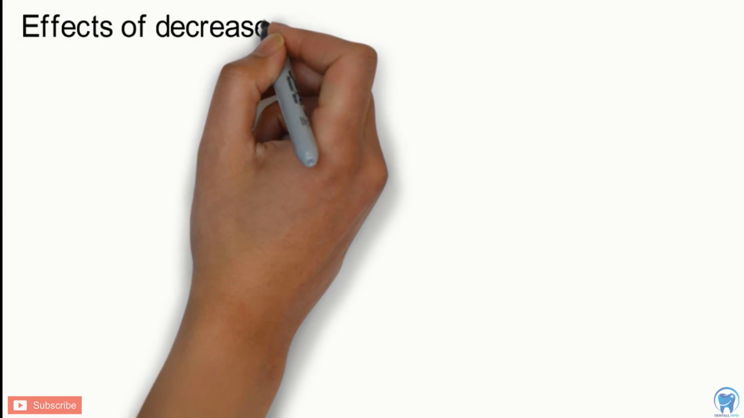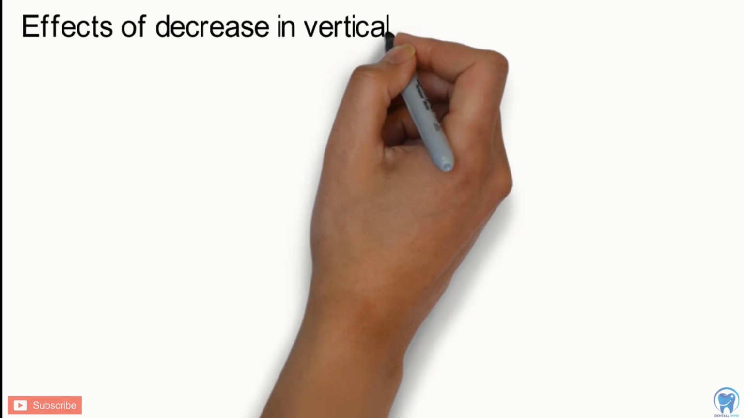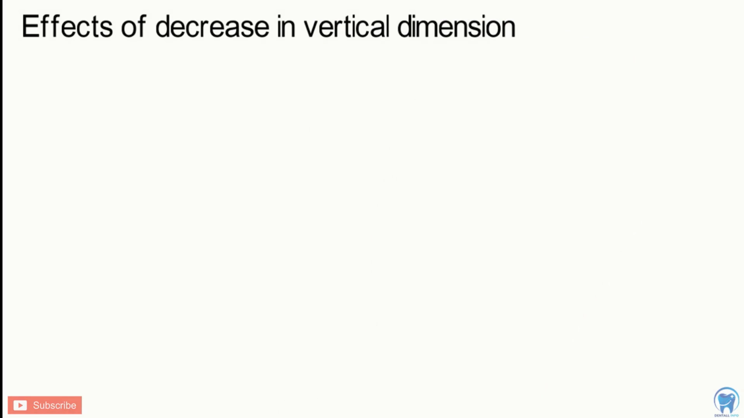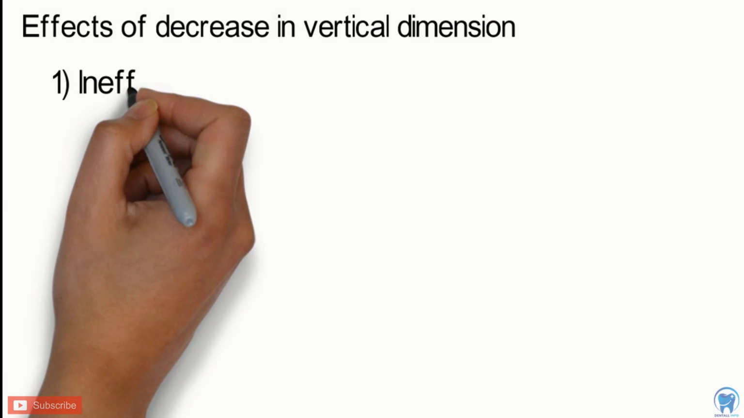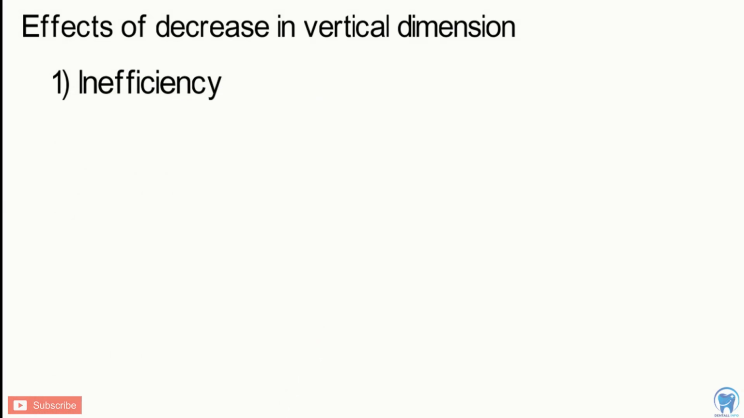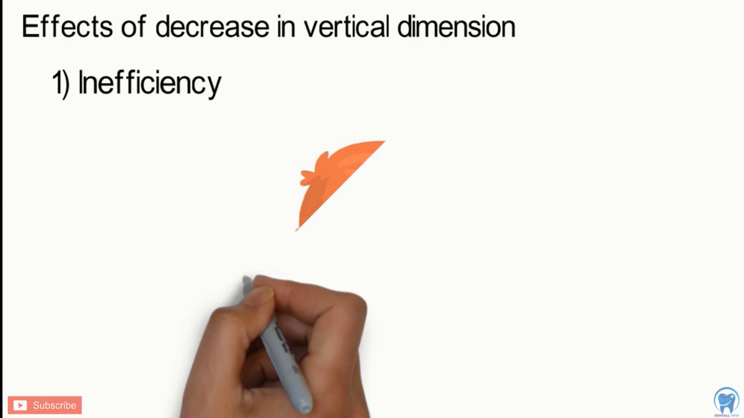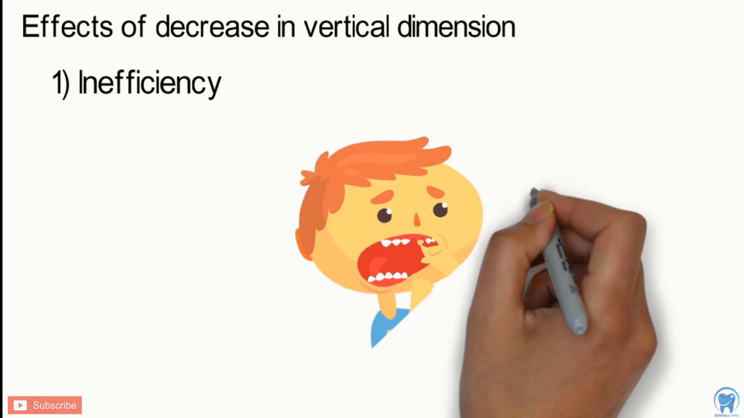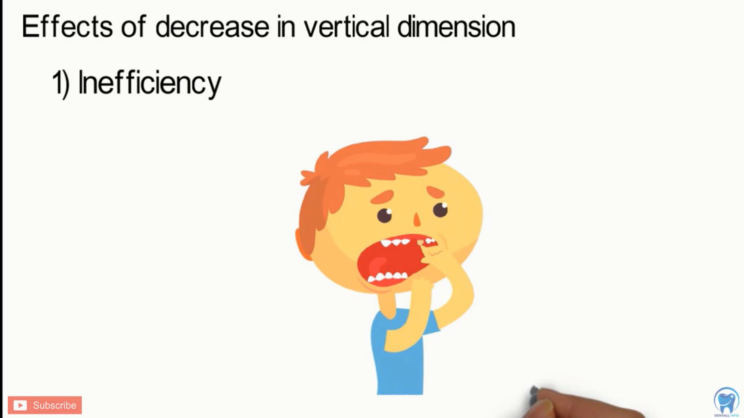Now let's discuss the effect of decreased vertical dimension. First is inefficiency. The biting force exerted by the teeth in occlusion decreases, which causes inefficient mastication.